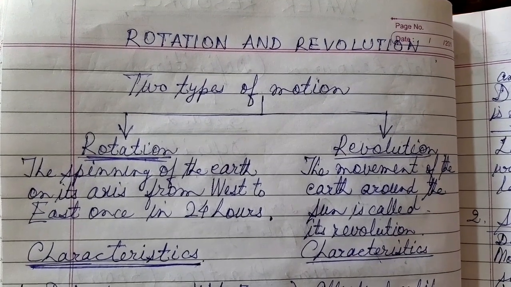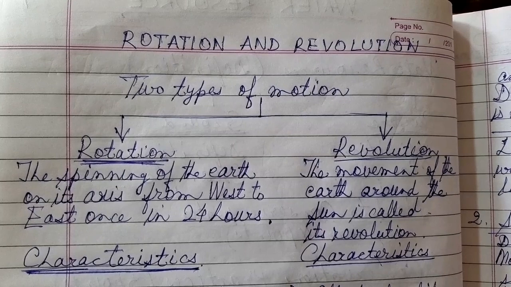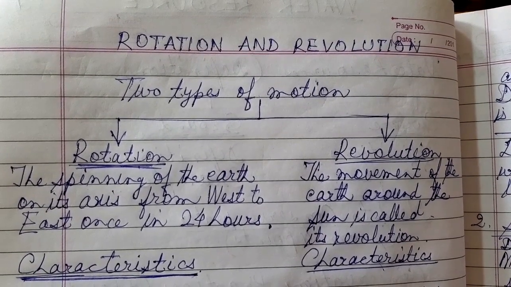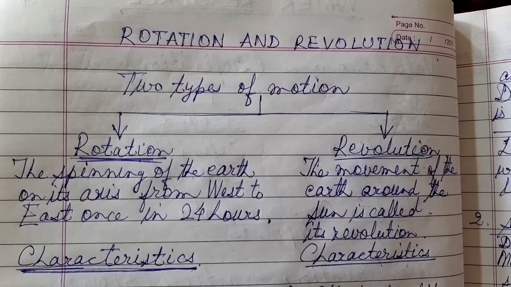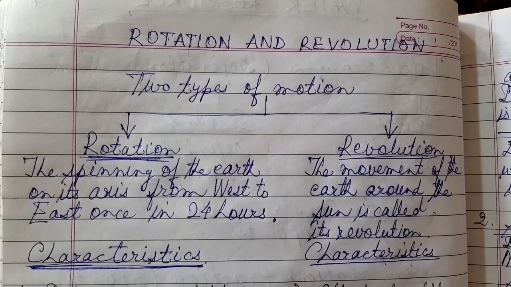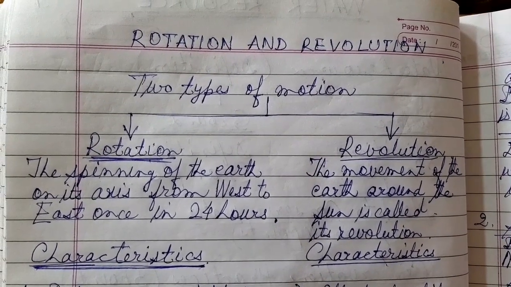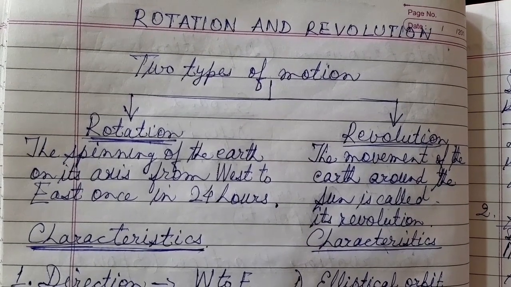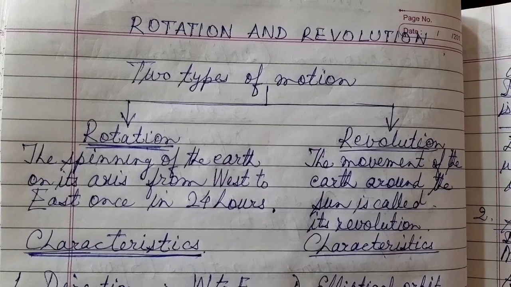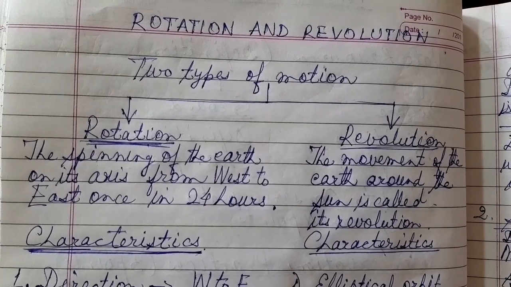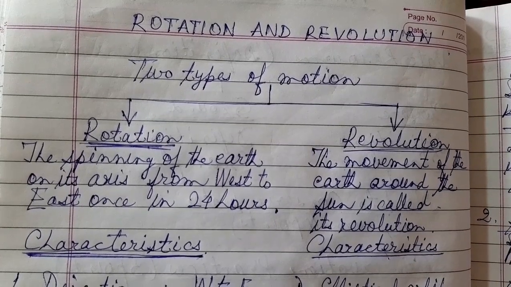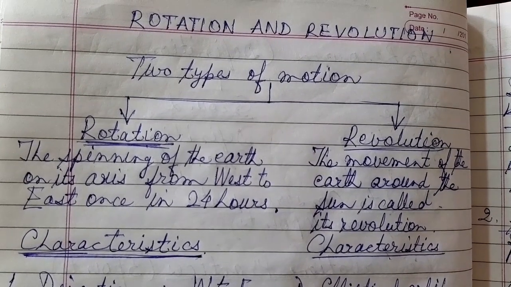Good morning, students. We begin with the topic motions of the earth, that is rotation and revolution. So as you can see, there are two types of motion, rotation and revolution. Rotation refers to the spinning of the earth on its axis from west to east once in 24 hours. On the other hand, revolution is the movement of the earth around the sun.